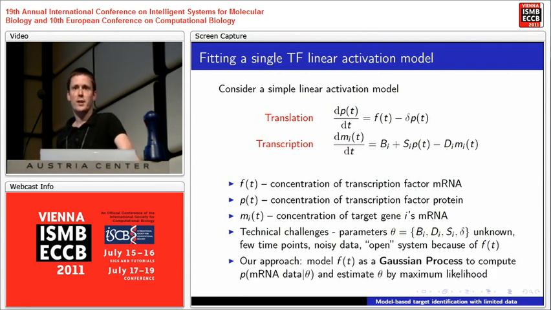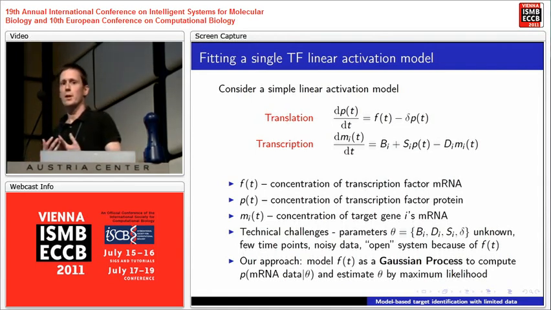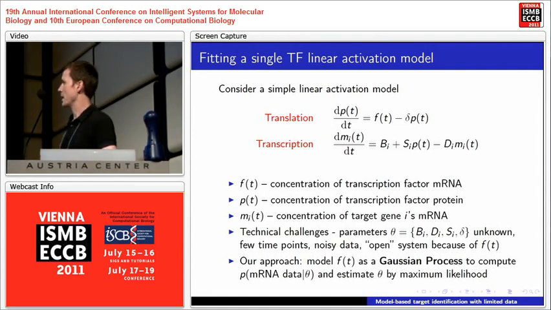So our approach is to use Gaussian process inference to try and fill in this driving function. And then we're going to compute the probability of the gene expression data given the model parameters. And with that data likelihood, we can score alternative models and decide whether there's support for this regulation going on for a particular target.